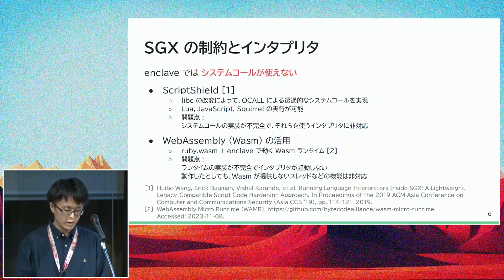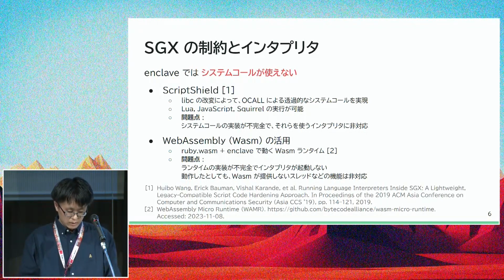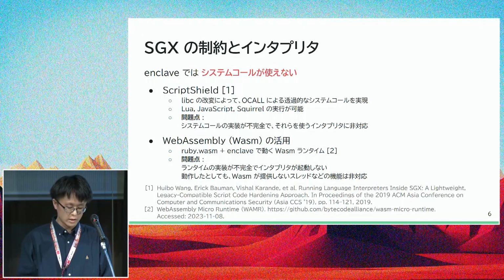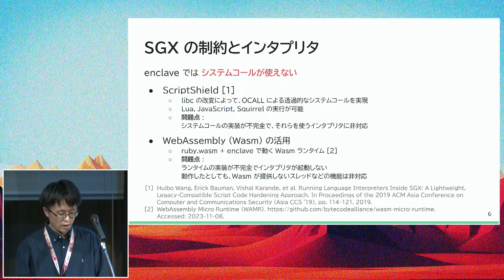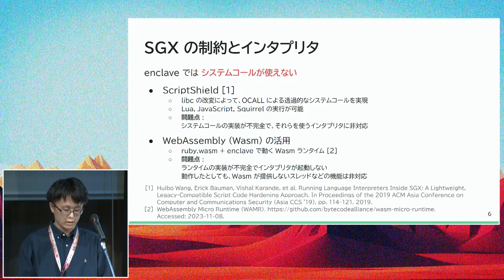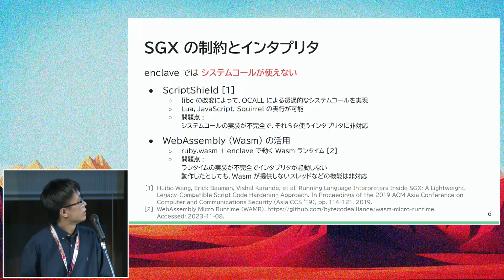In the enclave, an interpreter is now to be executed, but the system calls cannot be used. That is an SGX limitation, which is a big barrier. So the Script Shield, which is available, modifies the libc, and a transparent, C language based approach was possible by enclave.